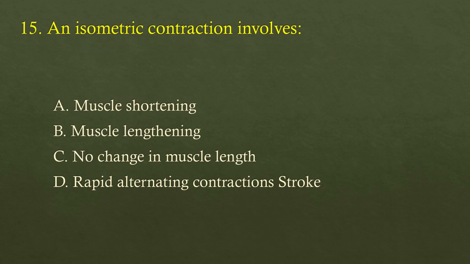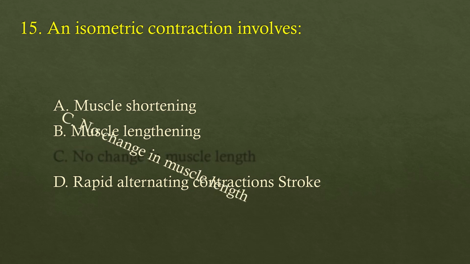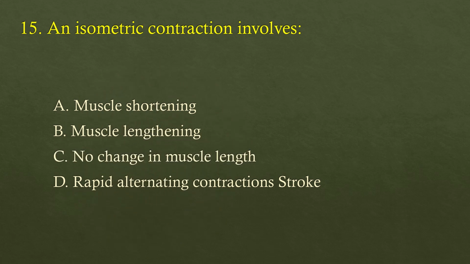An isometric contraction involves A. Muscle shortening, B. Muscle lengthening, C. No change in muscle length, D. Rapid alternating contractions. So the answer is C. No change in muscle length.